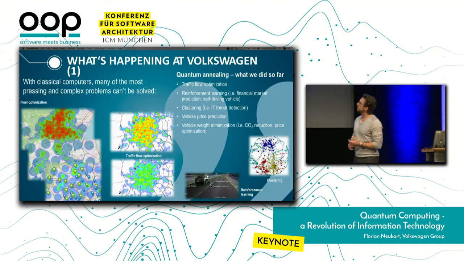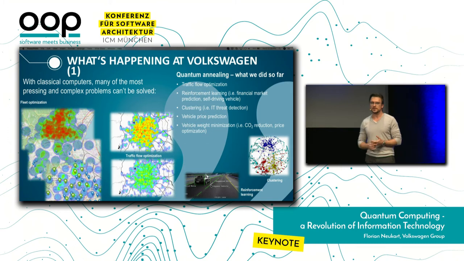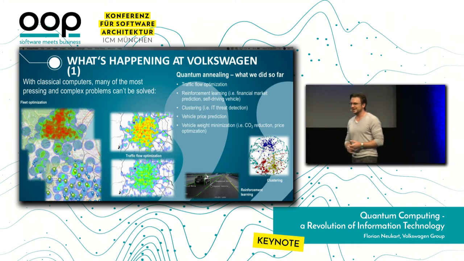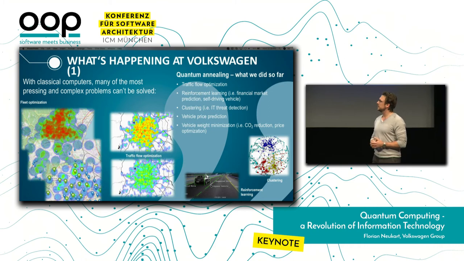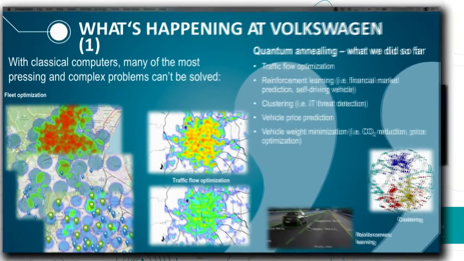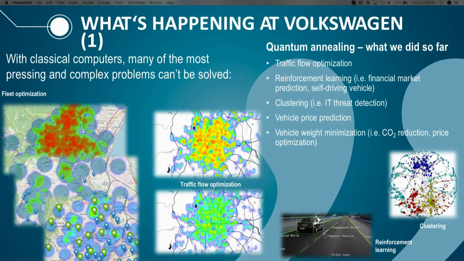So I'll skip over to some of the practical examples that I promised you to talk about, and I see we're nearing the end of the talk already. So the first thing is quantum annealing systems, so optimization problems I want to briefly talk about. What we did was traffic flow optimization, as I mentioned before.